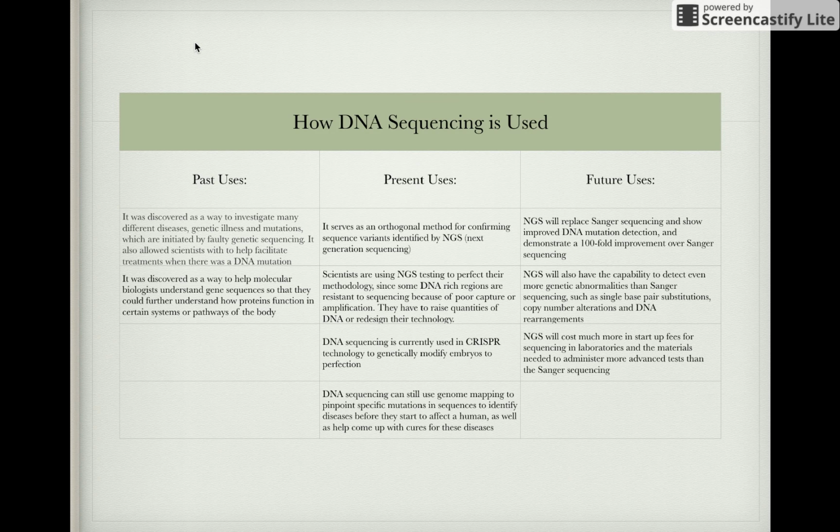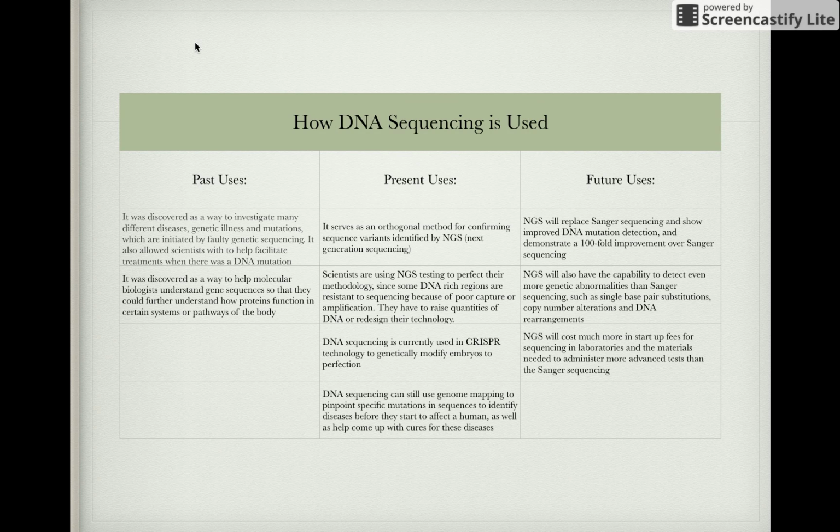It is also used in the CRISPR technology, which genetically modifies embryos so that they could have very specific characteristics and attributes. And finally, it is presently being used in genome mapping, so that you can pinpoint specific mutations in sequences and be able to detect and possibly treat diseases before they are able to affect the individual.